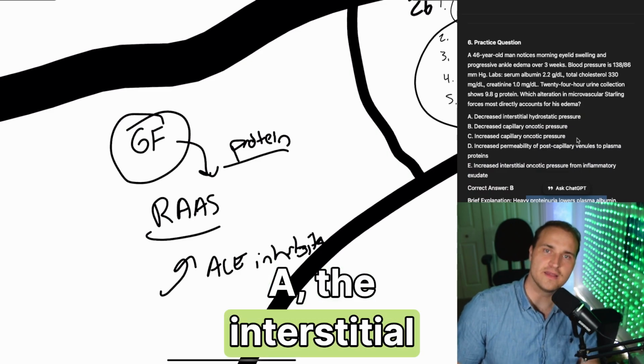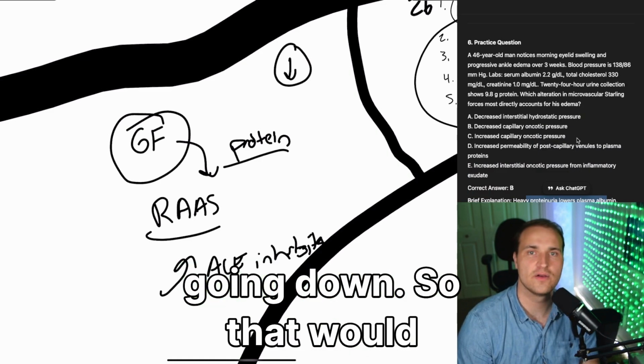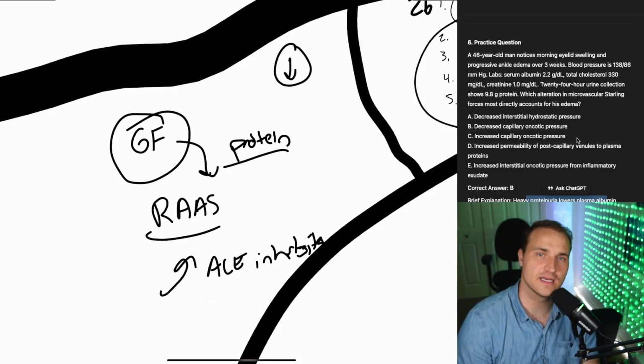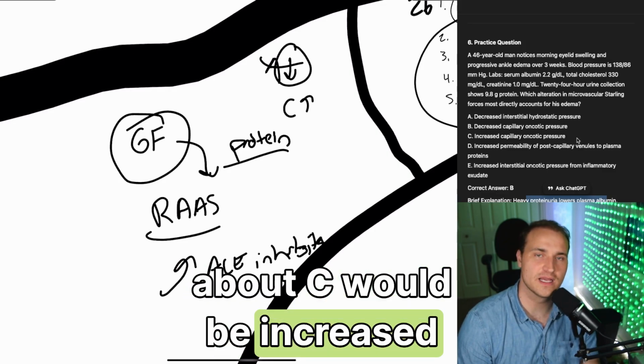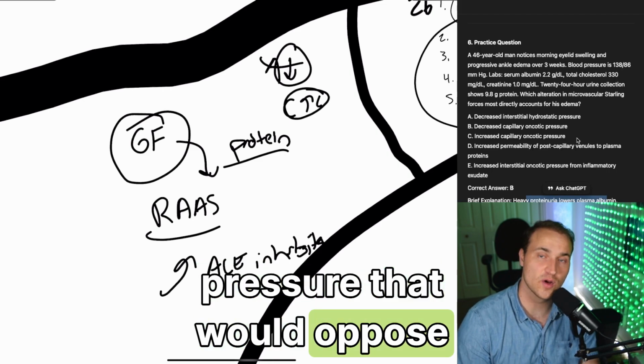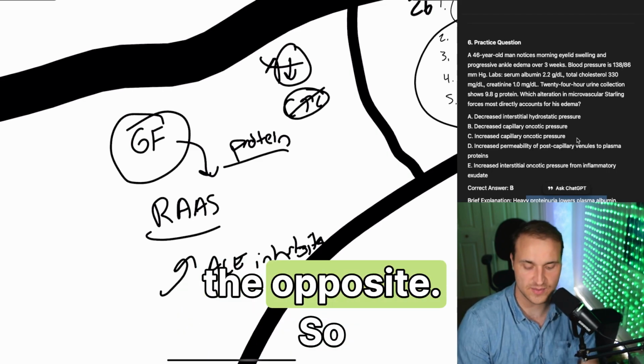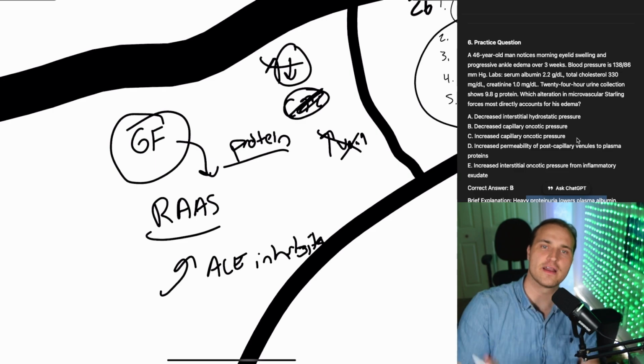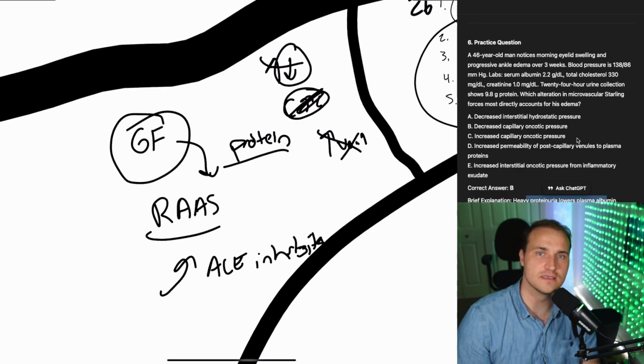So A, the interstitial hydrostatic going down. That would actually favor fluid absorption, not edema, if your hydrostatic went down. So A is wrong. How about C, increased capillary oncotic pressure? That would oppose filtration. So the edema requires the opposite, so it's not that. Venule permeability. So increased venule permeability is wrong because that describes your inflammatory edema. Nephrotic syndrome is going to cause low protein transudate.